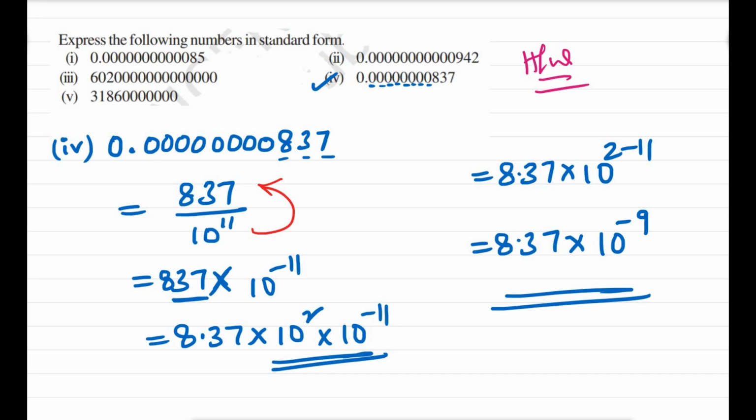Solve those problems, and this is the exponents and powers concept. Hope you understand all the concepts, and keep practicing all the problems from the textbook. Thank you.